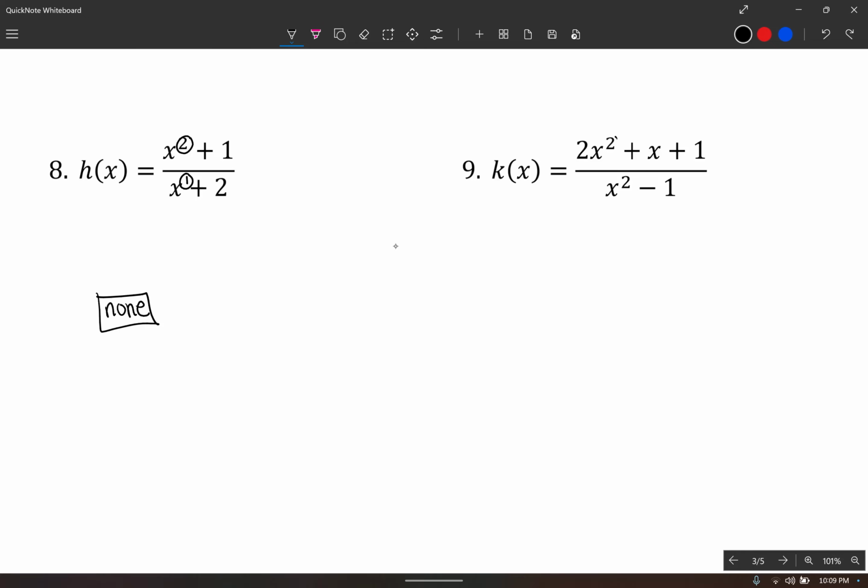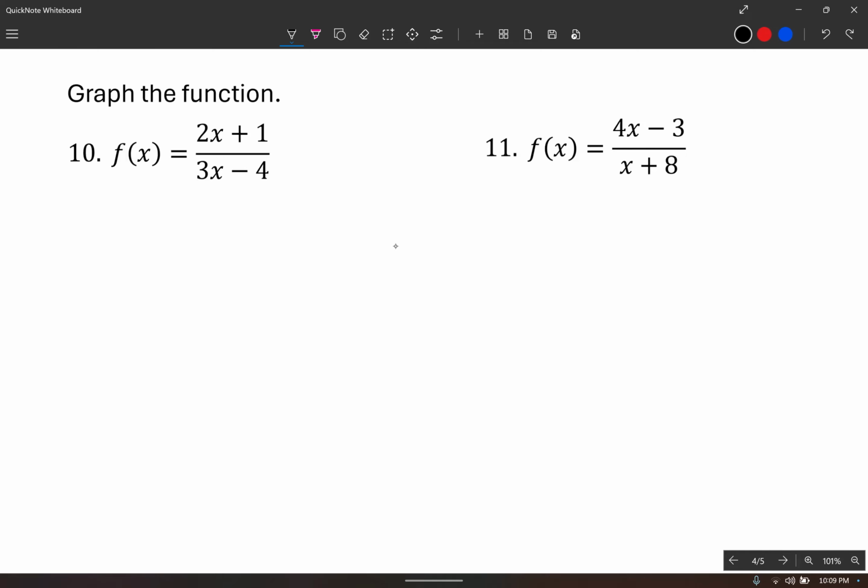All right, and then we have degree of 2 on top, degree of 2 on bottom. When the degrees are the same, you're going to divide those leading coefficients. So I'm going to divide 2 by 1. 2 divided by 1 is 2. So I have a horizontal asymptote at y equals 2.